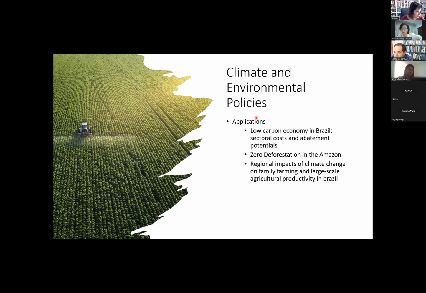One is about the low carbon economy in Brazil, some about sectoral costs and abatement potentials. Another study that's very nice that we did was about deforestation in the Amazon and policies to induce zero deforestation, and something about the regional impact of climate change on family farming. It was a nice econometric study we just published about this in Brazil this year.